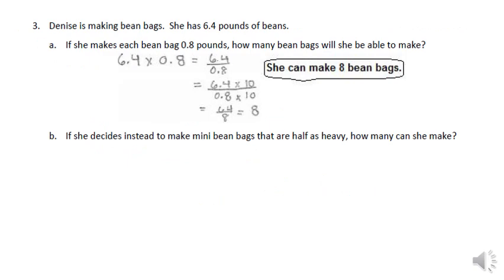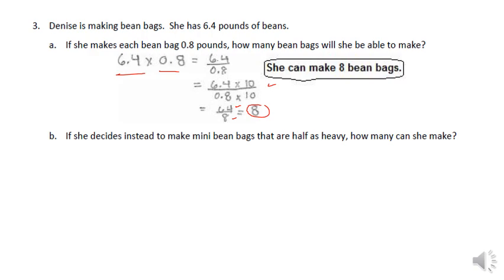Now, number 3, they did partial forwards. So Denise is making bean bags. She had 6 4/10 pounds of beans. If she makes each bean bag out of 8/10 pounds, how many bean bags should we be able to make? And you can see she took 6 4/10 pounds, divided them by 8/10. Okay, and you can see down here where she multiplied by 10 in order to get 64 and 8, and she ended up with 8 bean bags.